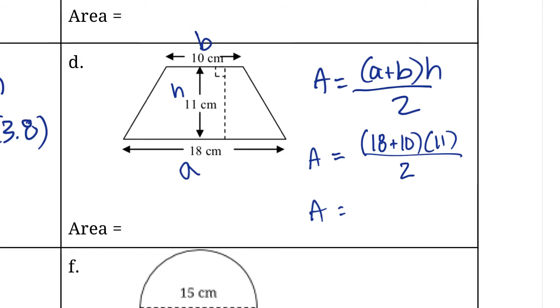Some calculators, you might get the wrong answer. If you try to do 18 plus 10 times 11 all at once, it might accidentally multiply these first. You have to add these first. So add those first. I'm going to actually do it in 2 steps here. So 18 plus 10 is 28 times 11 over 2. And then I could just plug that into my calculator. 28 times 11 and then divide by 2, and you should get the correct answer there.